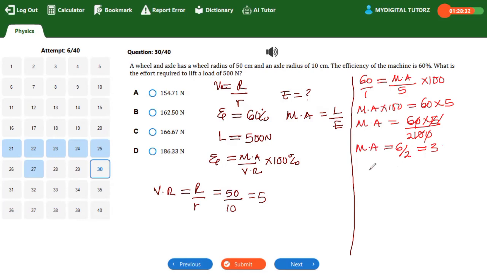So having gotten mechanical advantage, we can now say mechanical advantage is equal to load all over effort. So here mechanical advantage is 3, and our load is said to be 500 all over the effort. Therefore, effort will be equal to what? 500 divided by 3. So when you press your calculator, you should have 166.67 Newton. That is option what? That is option C. I hope this is understood.